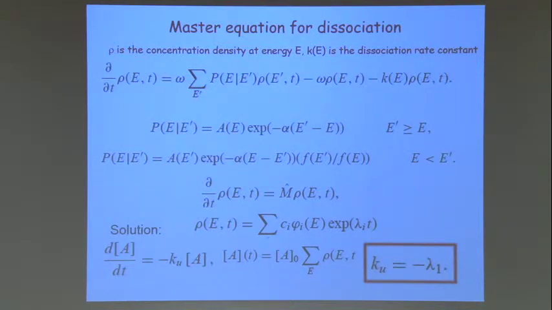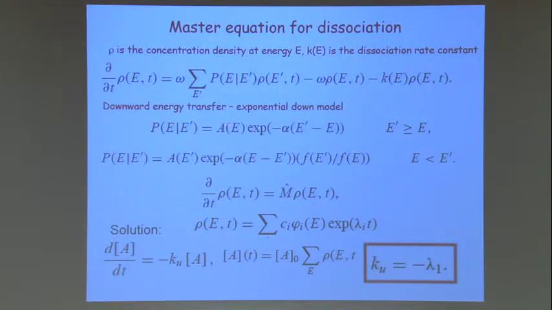And this tells us about energy transfer out of the grain at energy E. And this tells us about transfer into that grain from all the other grains. And omega is the collision frequency.